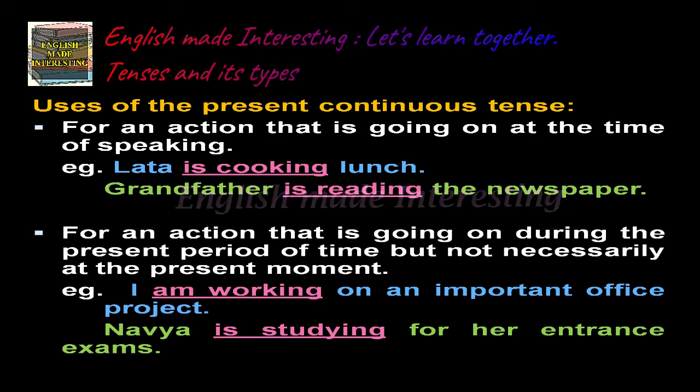It is also used for an action that is going on during the present period of time, but not necessarily at the present moment. Example, I am working on an important office project. So, I am working. It is present continuous tense. But it is not necessary that it is going on at the time of speaking. Navya is studying for her entrance exams. So, is studying is present continuous tense form. But it is not necessary that when you say this, she is studying. But in general, she is studying for her entrance exams. So, in all these cases, you use present continuous tense.